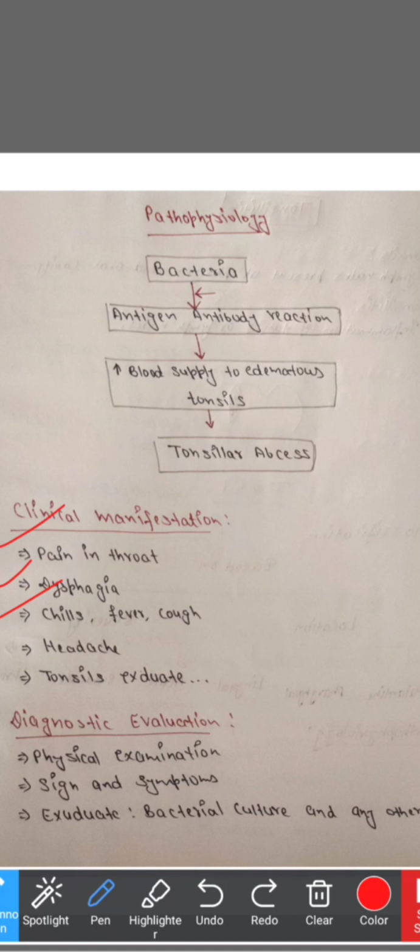Next is chills, fevers, and cough. When patients get infections, then body temperature will also be affected. And due to this, patients may feel cold or chills. And in some cases, patients have cough. And next is headache, which is a general feature of the tonsillitis. And last is tonsils exudate.